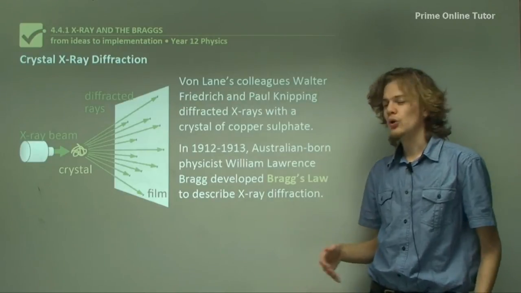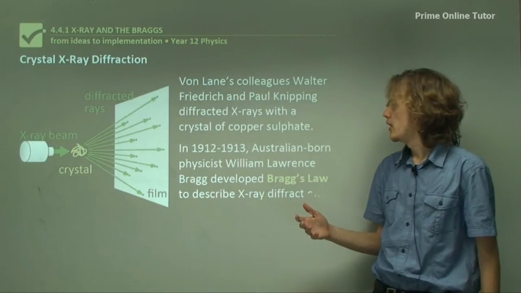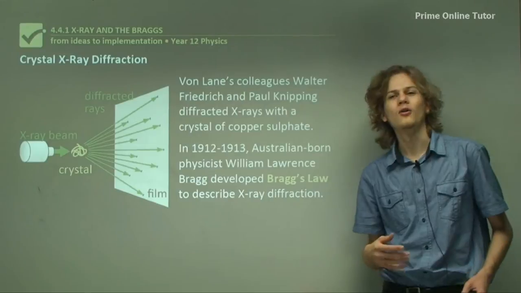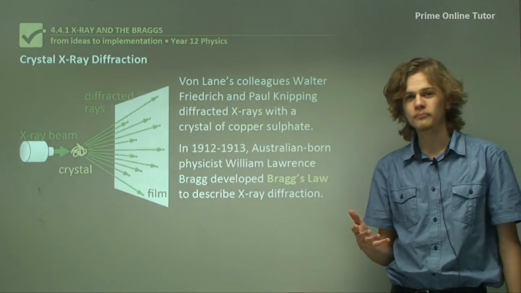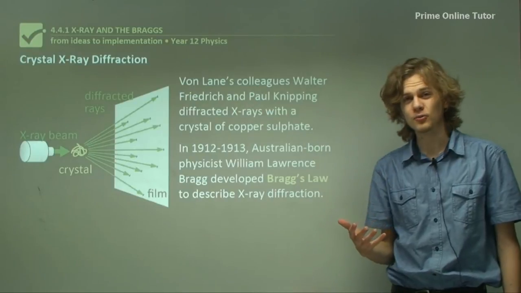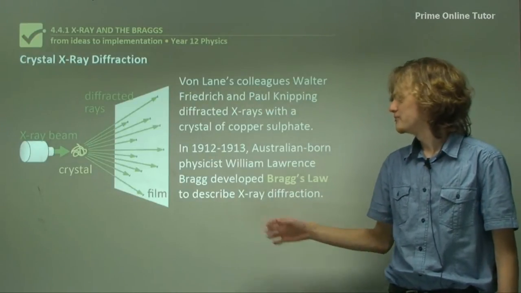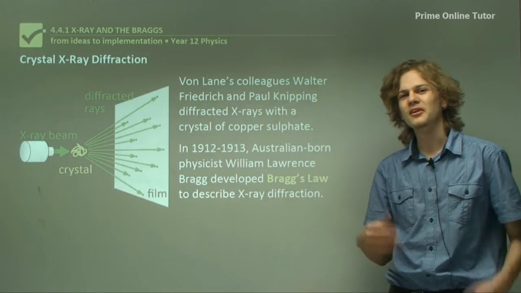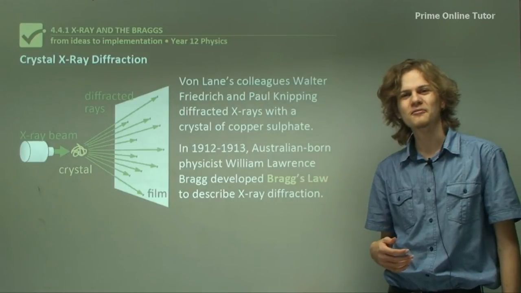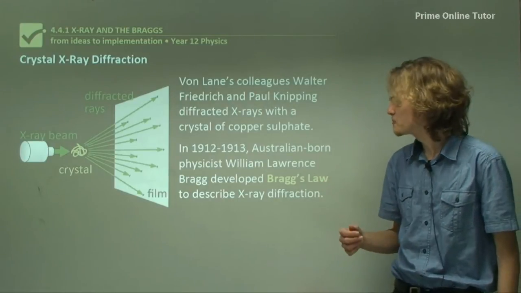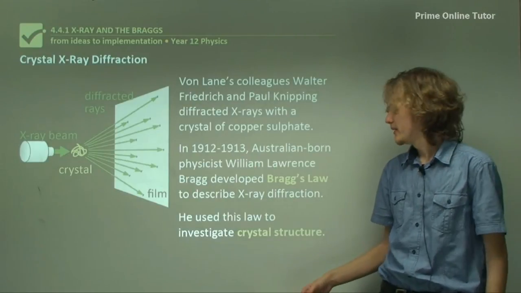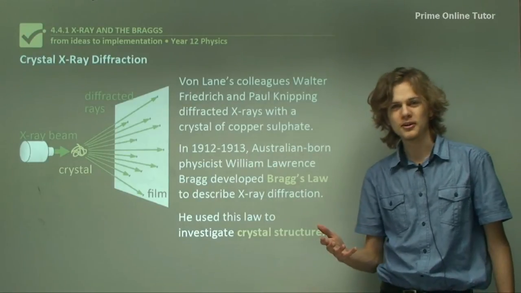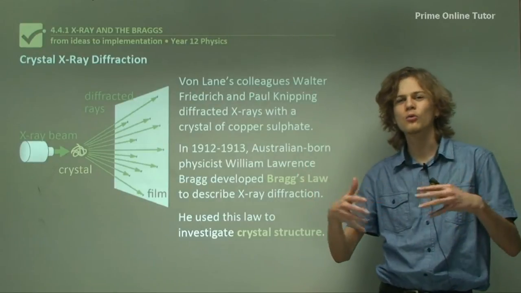So in 1912 to 1913, Australian-born physicist William Lawrence Bragg developed Bragg's law, which was a way of describing how X-ray diffraction worked. So this is one of the Australian physicists in this part of the physics course, which is nice. So he used Bragg's law to investigate crystal structure and figure out just exactly how all the structures were made up.